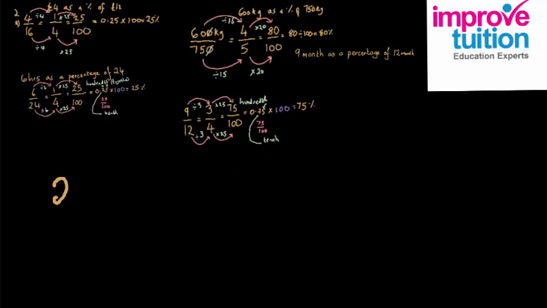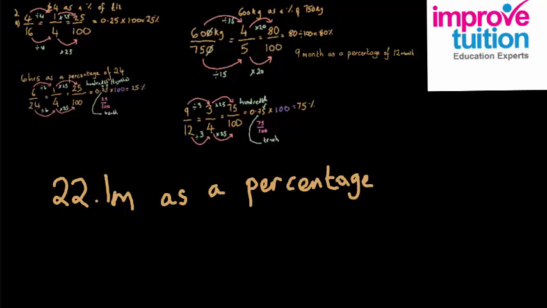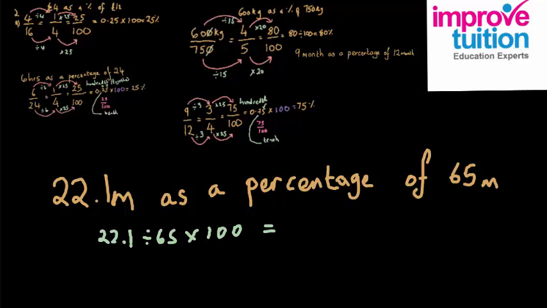Okay, if you've got 22.1 meters as a percentage of 65, then what we simply do is we have to use a calculator here. So we move it from a fraction to a decimal, and we times it by 100, and it gives us an answer. So we plug into our calculators 22.1 divided by 65 times 100, which is 34%. And we're using a calculator to work that out. Okay, so that's that done.